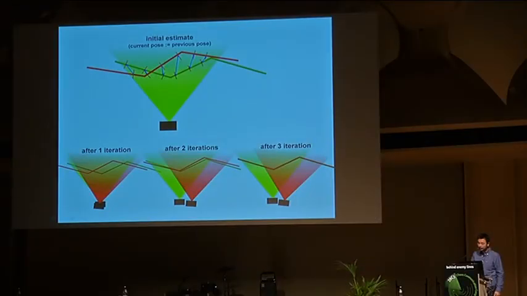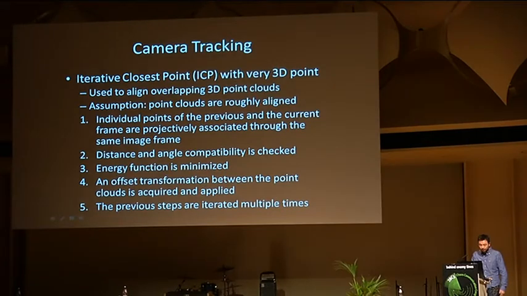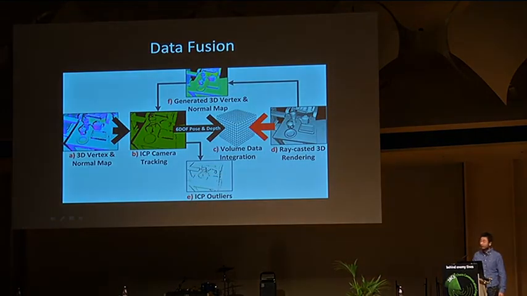And we do this kind of iteration for about 5 times per frame. Per frame, 5 iterations. Yeah, and it takes about 3 milliseconds because it's done on the GPU. So yeah, this was the camera tracking.